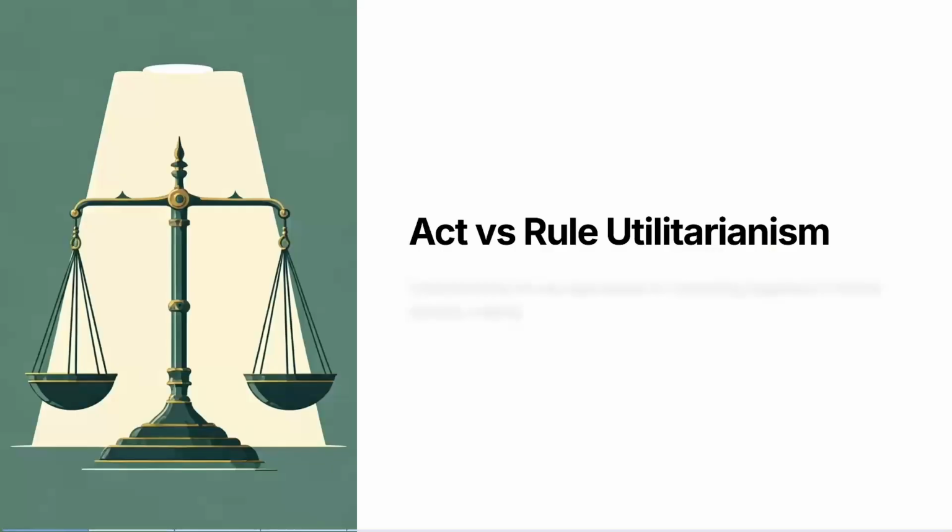In this lecture, we're going to look at one of the most important developments in utilitarian ethics, the distinction between act utilitarianism and rule utilitarianism. Earlier philosophers like Jeremy Bentham and John Stuart Mill established the basic utilitarian principle that actions are morally right if they produce the greatest happiness for the greatest number.